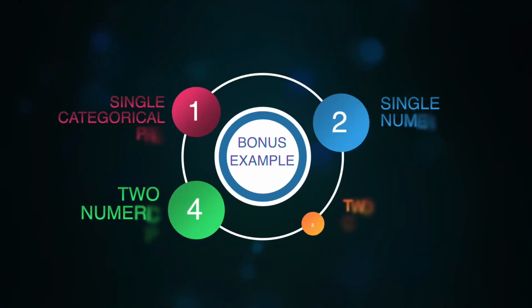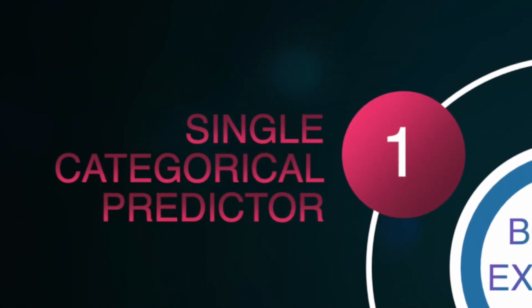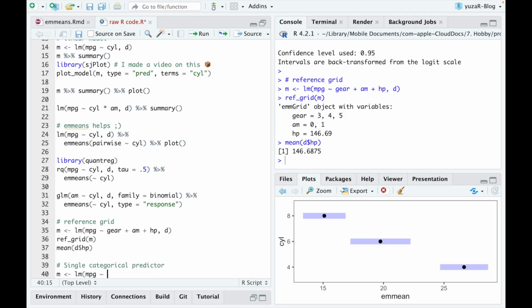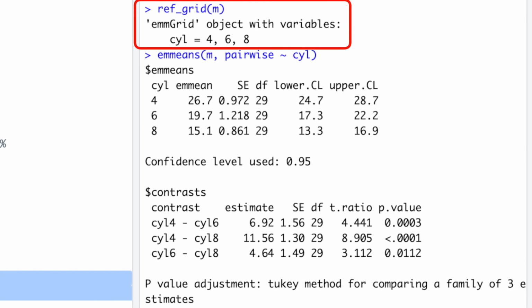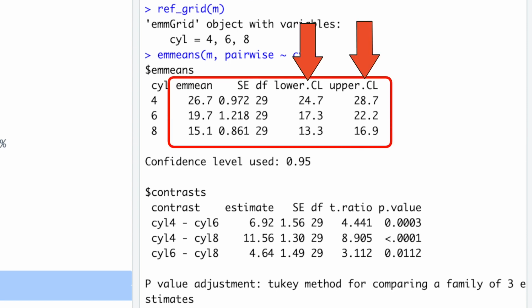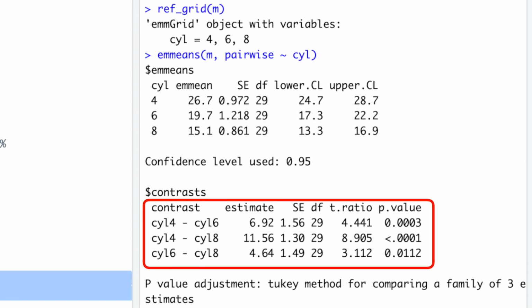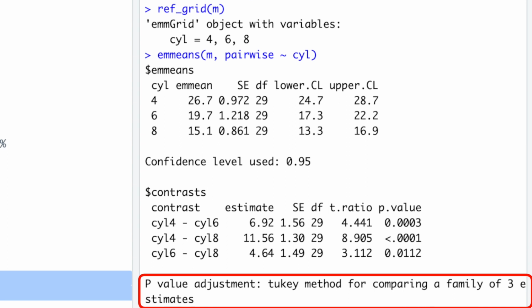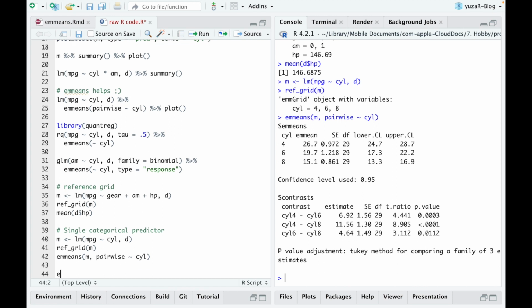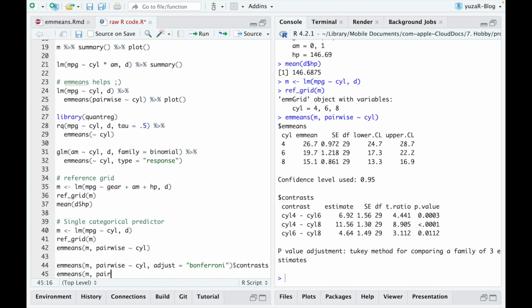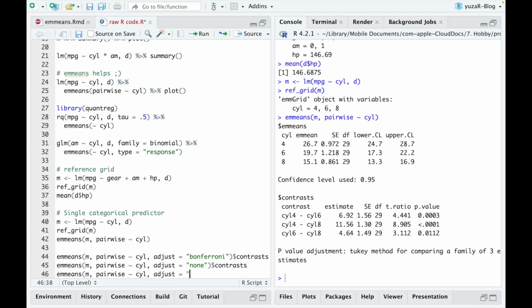But let's take it one step at a time, starting with a single categorical predictor. The reference grid of this model shows 3 points we can estimate mean MPG for, namely cylinders 4, 6, and 8. The emmeans function displays those means with their 95% confidence intervals, compares the mileage of cylinders among each other pairwisely, and adjusts p-values for multiple comparisons with the Tukey method by default. The default method of adjustment can easily be changed though, which is very useful for several cases.